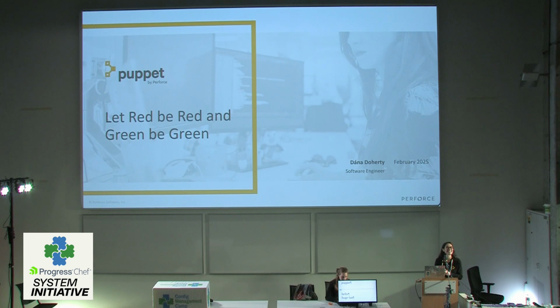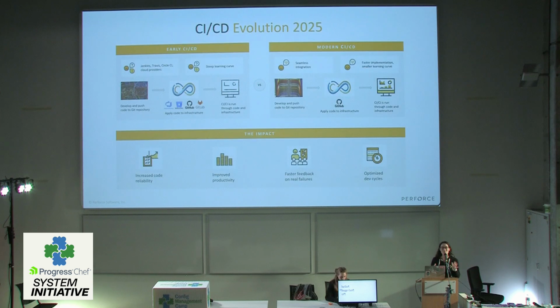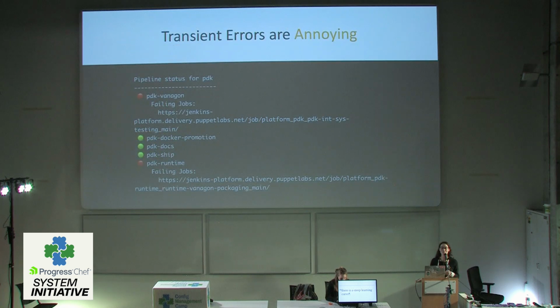Oh, thanks Gavin. So yeah, I'm a huge fan of CI/CD, but I want to let red be red, or CI/CD to do what it says on the tin. So everybody in this room I'm sure is familiar with Jenkins and Travis, but there's a steep learning curve and they feel quite clunky. With modern CI/CD, a lot of teams are migrating over to GitHub Actions because there's a seamless integration and faster development. However, transient errors can be annoying.